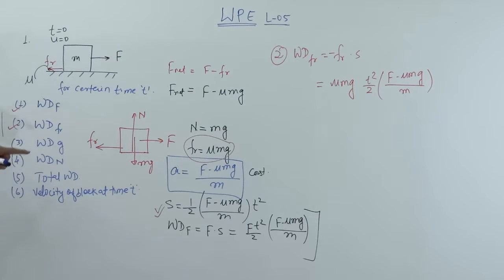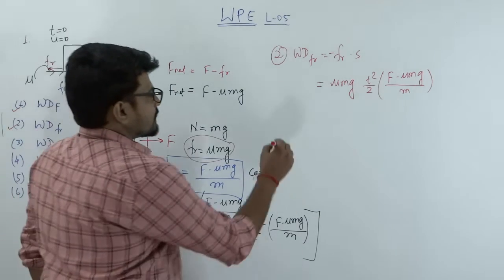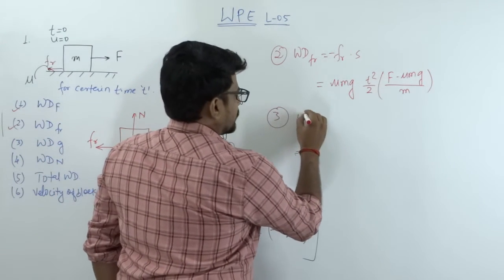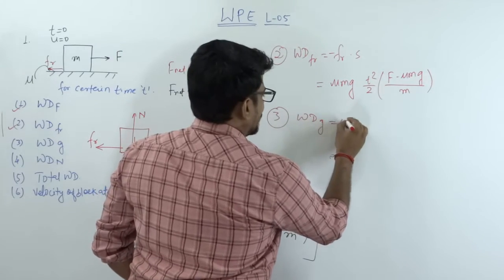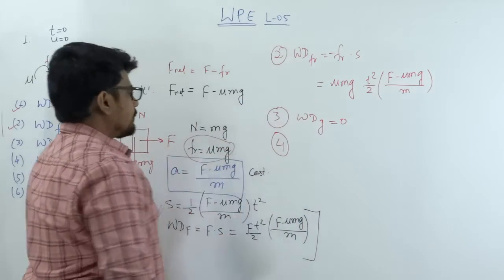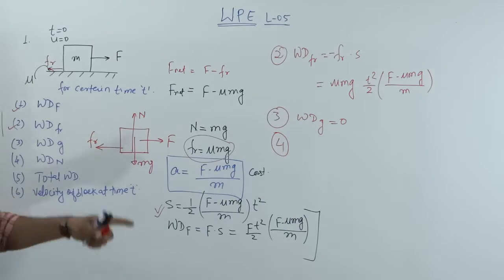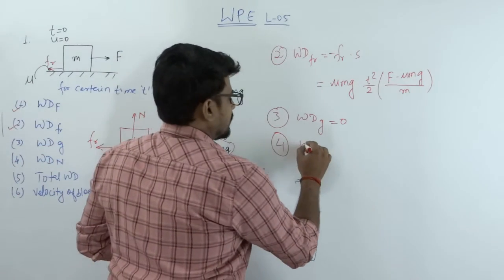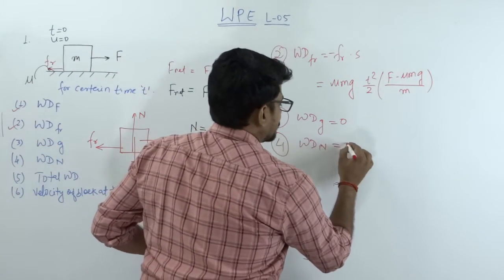Since there is no vertical motion, there is no motion towards the gravitational pull or away from it, which means the work done by gravity should be straightforward 0. So the work done by gravity is going to be 0. Likewise for the normal force, there is no vertical motion, so the work done by the normal should also be 0.